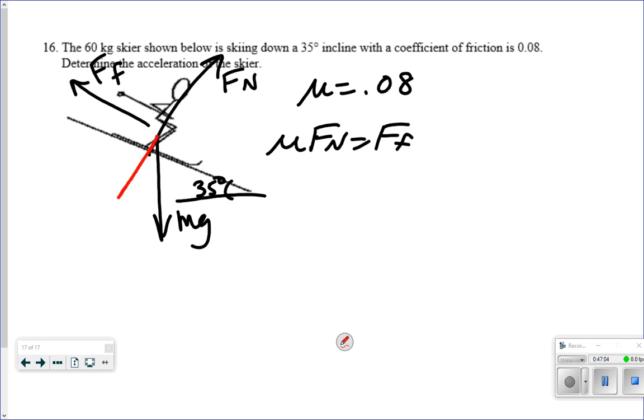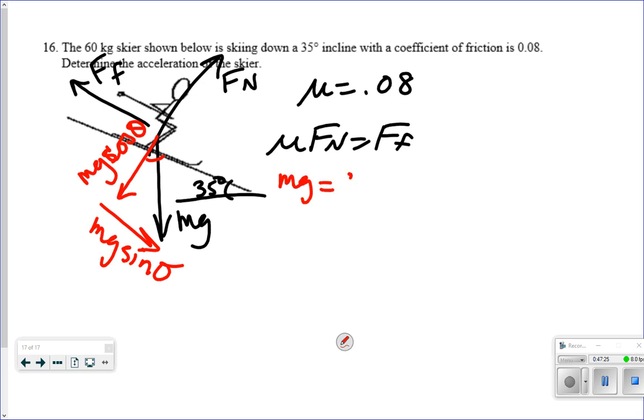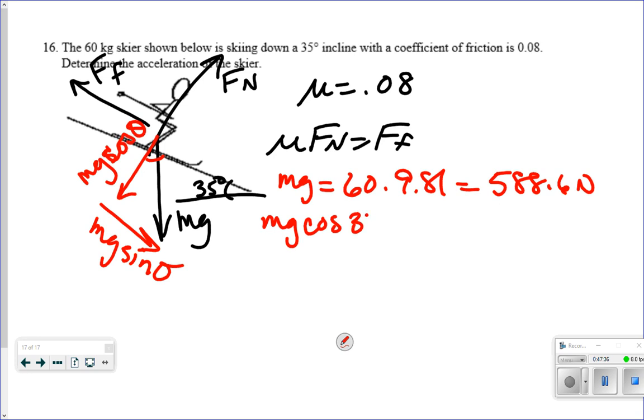We're also going to need to be able to break up our inclined plane. This is our sine piece. This is our cosine piece, our angle of 15 or 35, sorry, I'm thinking of the last question. Our angle of 35 is right there. Okay, so first of all, let's do mg. Mg is going to be our mass times 9.81. We're going to get 588.6 newtons for mg. Then we can do mg cosine of 35. So if we multiply that 588 by the cosine of 35, we'll get 482.15 newtons.